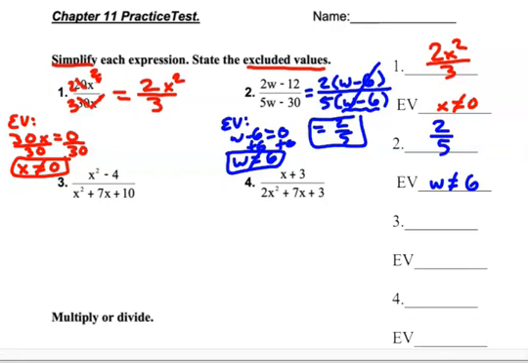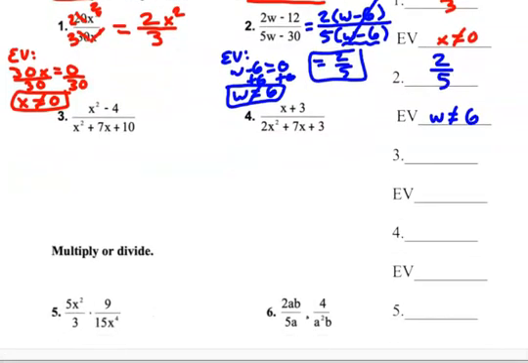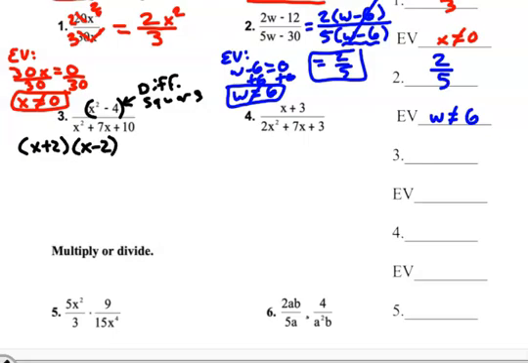Okay? Again, we factor first, then we do excluded values, then we cancel, cross things off. So, up top, we have what's called a difference of squares. That's this stuff right here, x squared minus 4. This is called a difference of squares, which is when we have something in the form of a squared minus b squared. What we're able to do is factor that by taking the square root of a and the square root of b. So x squared minus 4 would factor into x plus 2 times x minus 2.